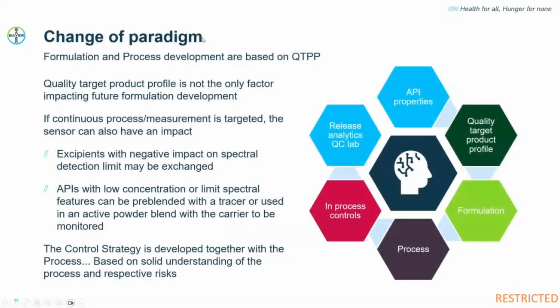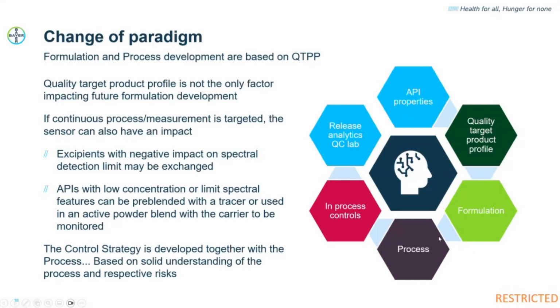So what is my outcome? I think we need a change of paradigm here. Process development and formulation development are usually based solely on the quality target product profile. But I think the quality target product profile is not the only factor that should impact future formulation development. Currently, it runs like that. We have API properties. We have a quality target product profile. According to that, we define a formulation.